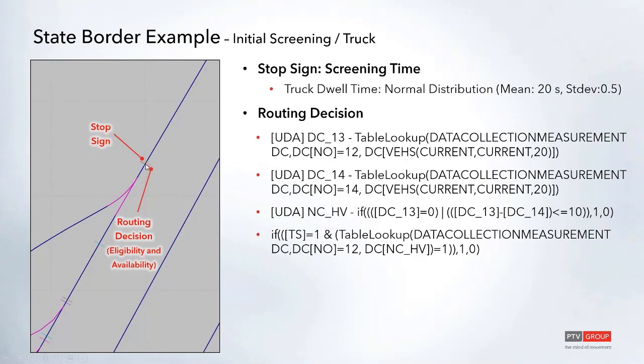Those trucks will then pick up a routing decision to enter into the facility if there is availability, if they do need additional testing. Otherwise, if the center is full or if they don't need testing, then they can continue on and go back onto the freeway.